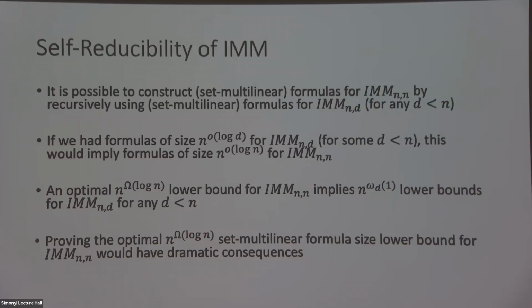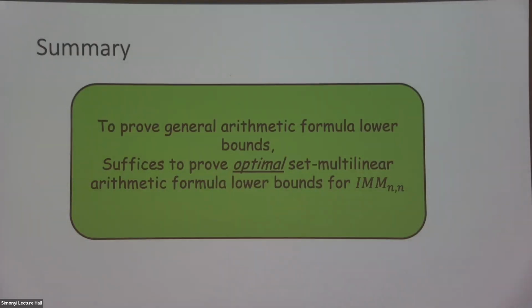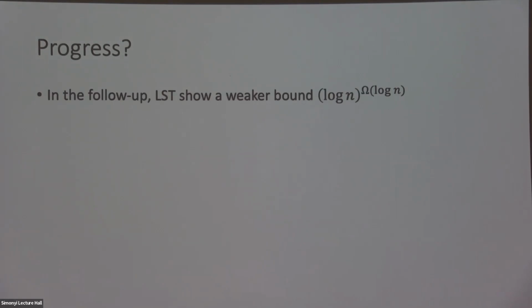Okay, so anyway, if the hard polynomial is the IMM, then it would have major consequences. So even for large degree, if you study set multilinear formulas and your hard polynomial is self-reducible, then that's great. Good. So it's worth studying the optimal set multilinear formula lower bounds for these polynomials.